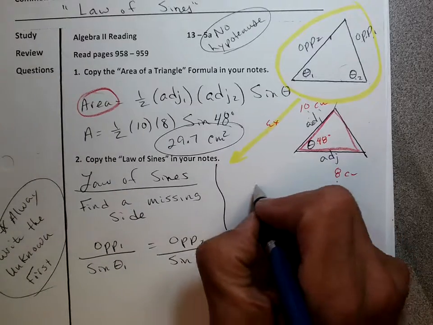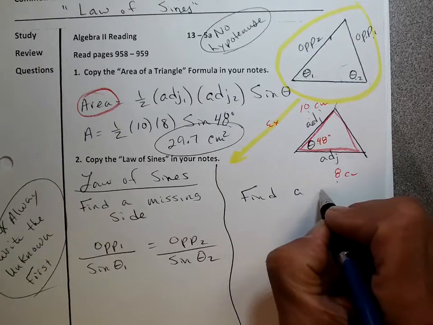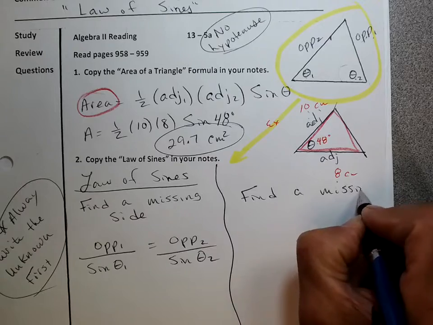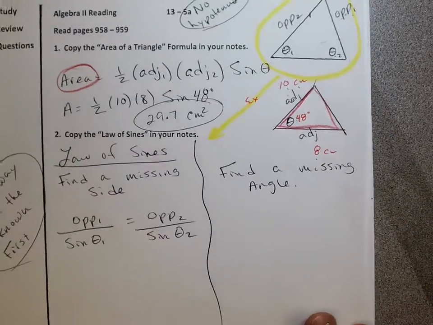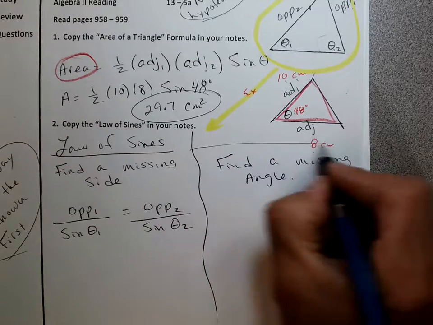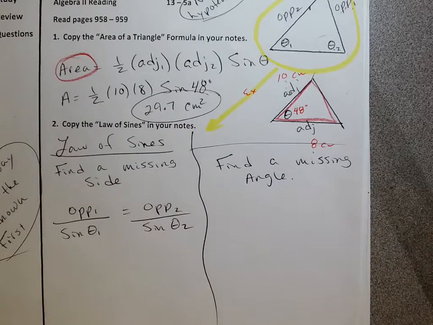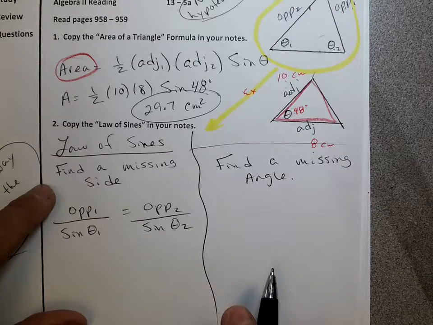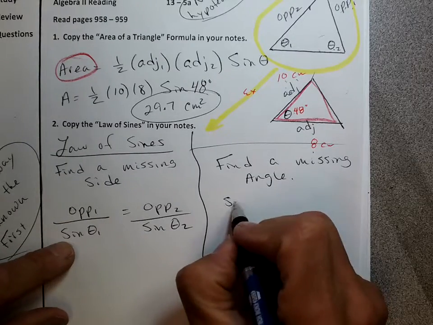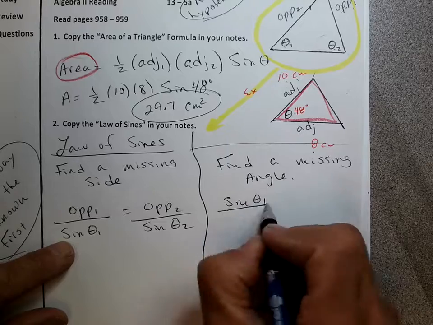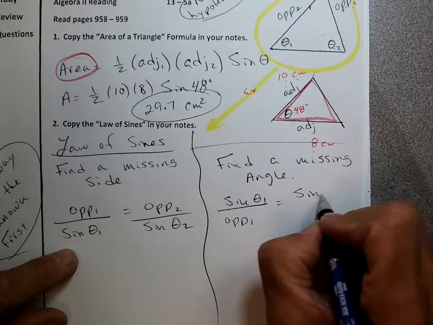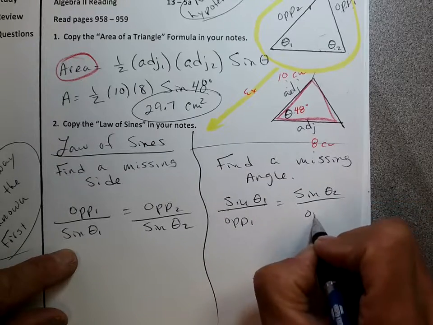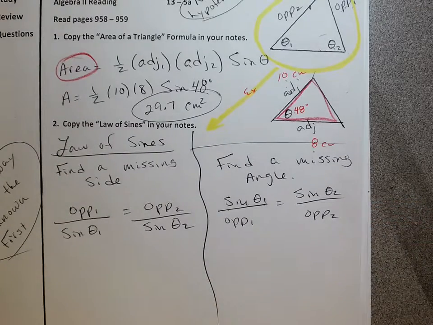The other is to find a missing angle. The law of sines has two parts. We're just going to write it the opposite way. Instead of opposite over sine, we rewrite it as sine of theta 1 over opposite 1 equals sine of theta 2 over opposite 2. Write that down. We're going to add one last thing when you're done with that.